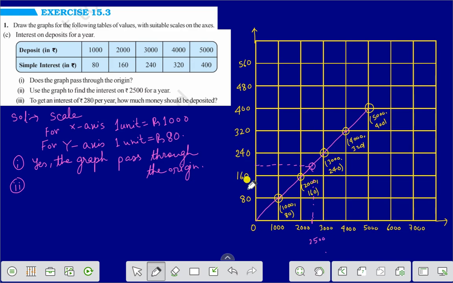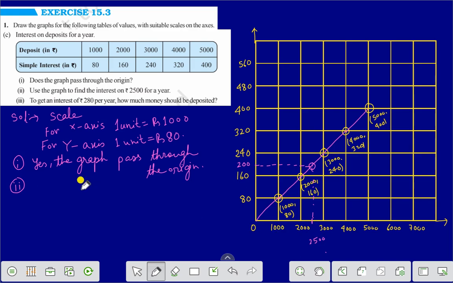Therefore, here you see there is a difference of 80 between 80 and 160. Right? 160 plus 40 gives 200, because this is the middle point. Between 160 and 240 there is a difference of 80, so the middle point is 40 more. 160 plus 40 is 200.